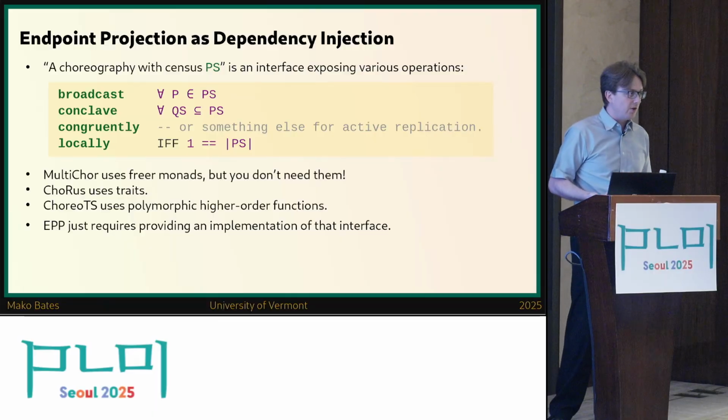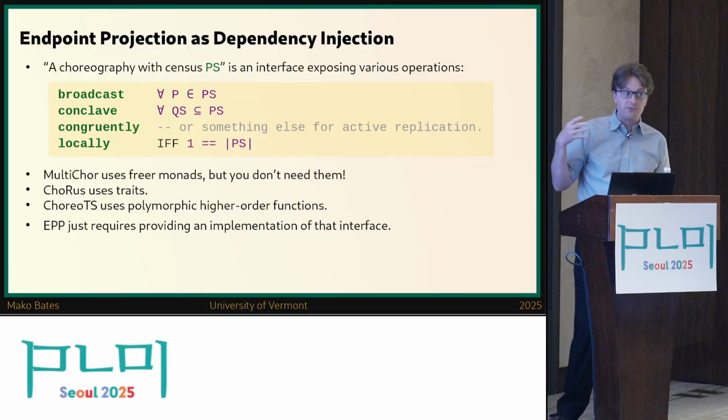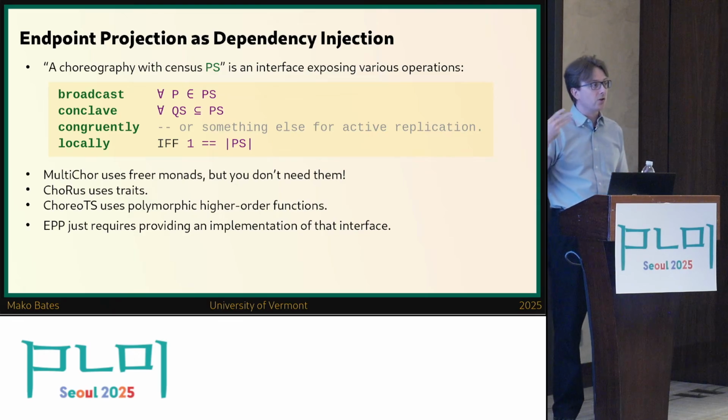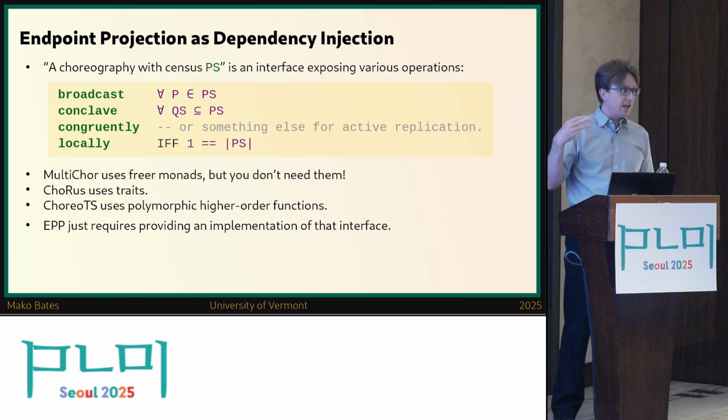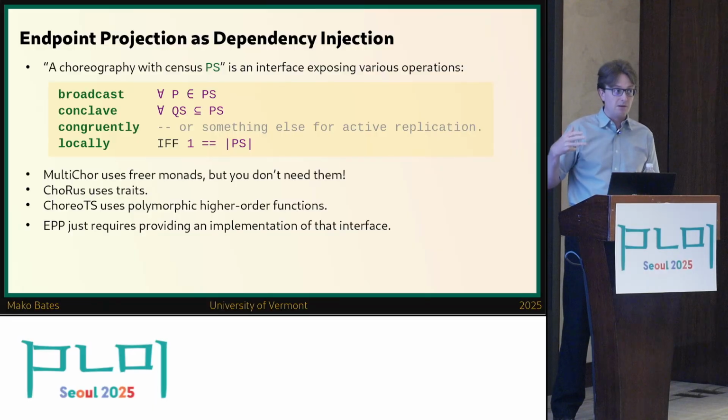You're not set in stone exactly what those are, but I do recommend these as a good choice for your 4 foundational operators. We've talked about broadcast and conclave. Congruently explicitly does active replication. There's a couple different options for how to do it, but you'll want to have some way of doing that. And locally handles side effectful computation by one party at a time.